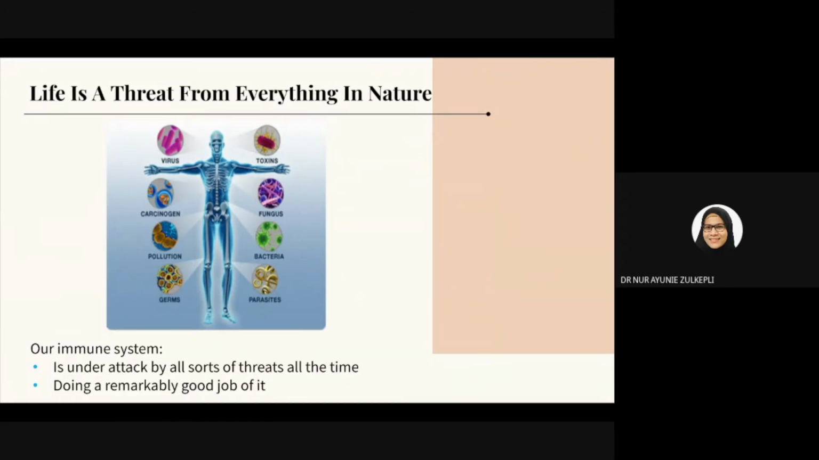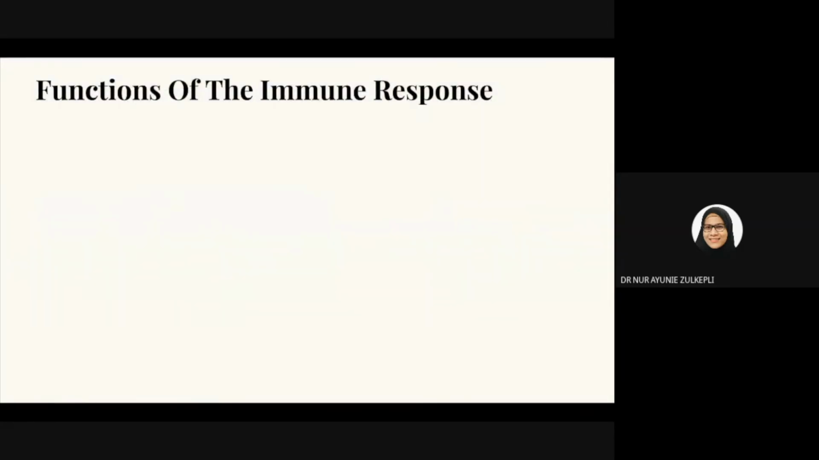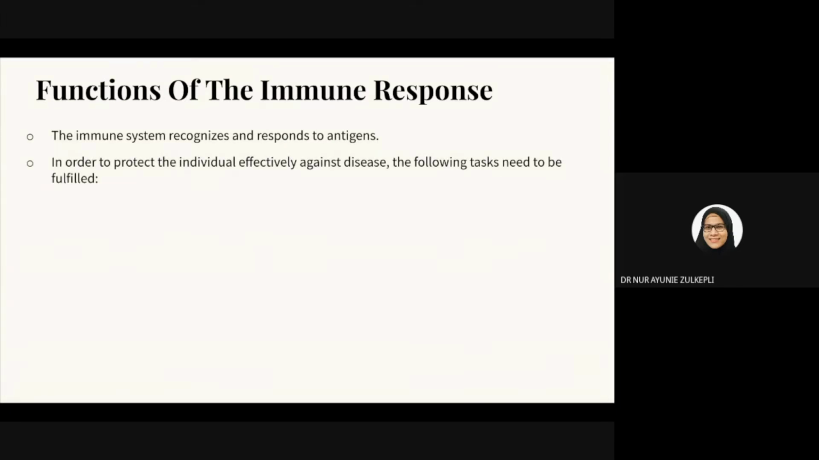Okay, but our body has a mechanism that is doing a very good job of protecting our body. But how in the world do we survive from countless threats? How do we survive from all these sorts of threats? We have our immune system, right? So what is the function of the immune system or immune response? The immune system will recognize and respond to antigens in order to protect the individual effectively against disease.